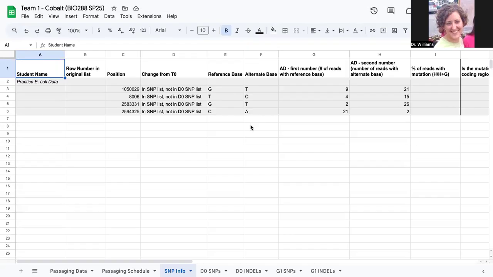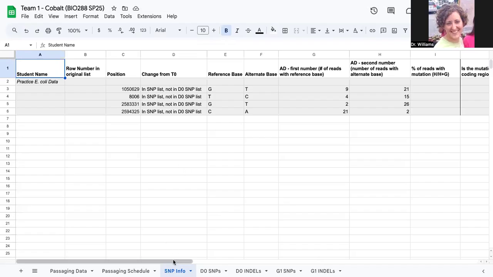I've added to your shared Google Sheets a number of new pages. They're titled SNP Info, Day Zero SNPs, Day Zero Indels, and then your group's final sequencing data, SNPs and indels. So I'm going to walk you through all of these pages and what we're looking at.